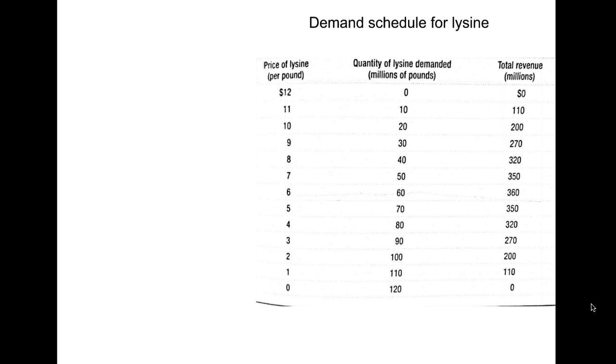So this chart shows a hypothetical demand schedule for lysine and the total revenue of the industry at each price quantity combination. So if this were a perfectly competitive industry, each firm would have an incentive to produce more as long as the market price was above marginal cost. Since marginal cost is assumed to be zero, that would mean that at equilibrium, lysine would be provided for free. Firms would produce until price equaled zero, yielding a total output of 120 million pounds and zero revenue for both firms.